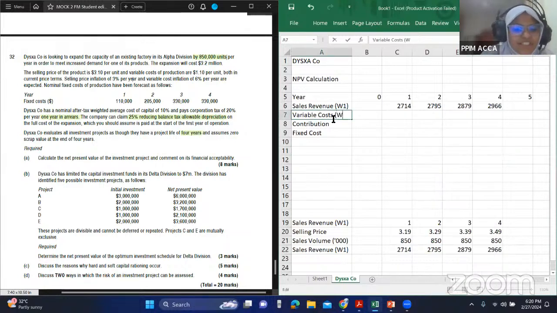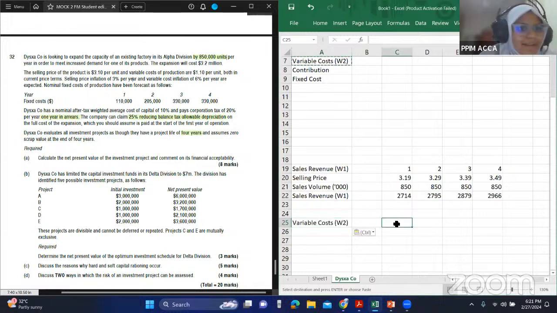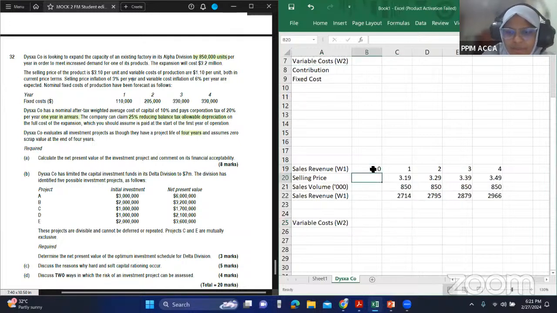Let's do working number 2, which is variable cost. Okay. So variable cost, what they tell us is in year naught, okay, if you want, you can just put this figure here. You don't have to include it. Here they are saying variable cost in year naught is 1.1. So in year 1, it will inflate by 6%. They're saying variable cost inflation is 6%. So that will be 1.1 multiplied by 1.06. That's for the first year.